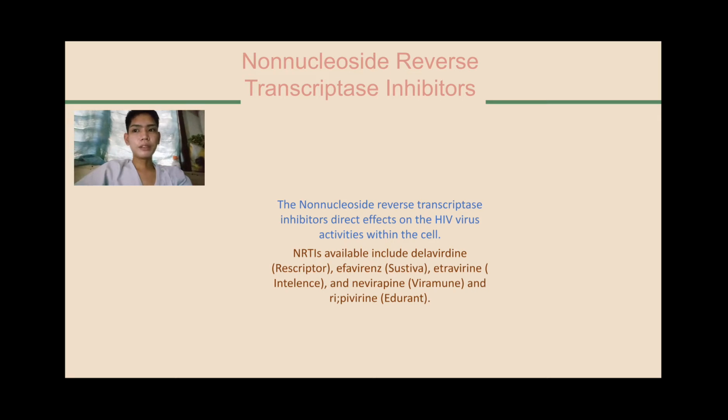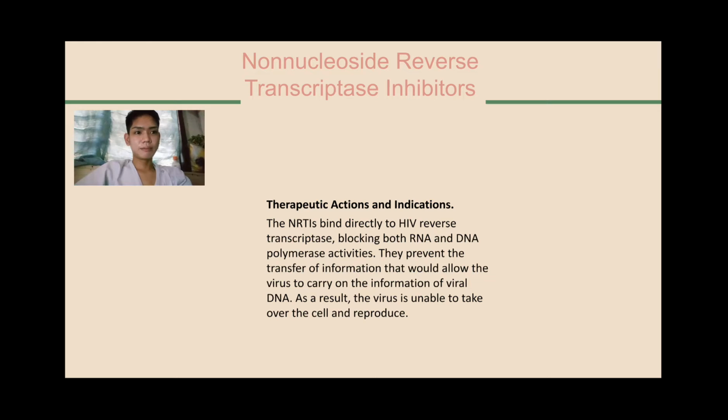NNRTIs available include delavirdine (Rescriptor), efavirenz (Sustiva), etravirine (Intelence), nevirapine (Viramune), and rilpivirine (Edurant). The NNRTIs bind directly to HIV reverse transcriptase, blocking both RNA and DNA polymerase activities. They prevent the transfer of information that would allow the virus to carry on the information of viral DNA. As a result, the virus is unable to take over the cell and reproduce.